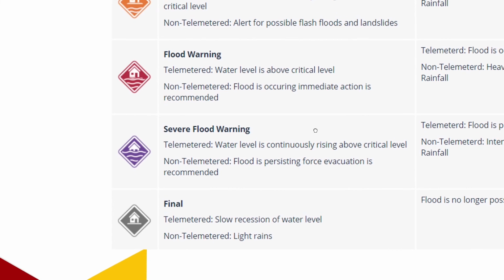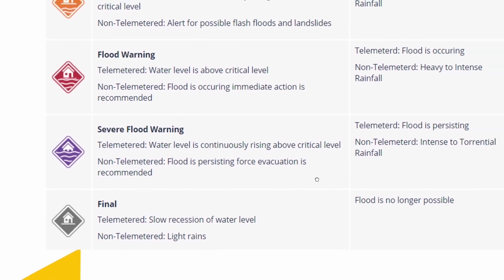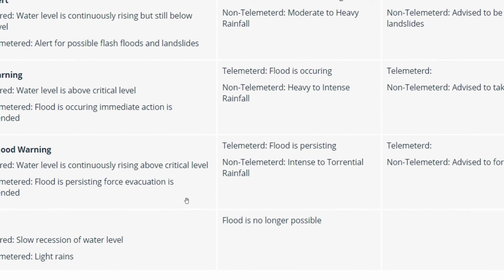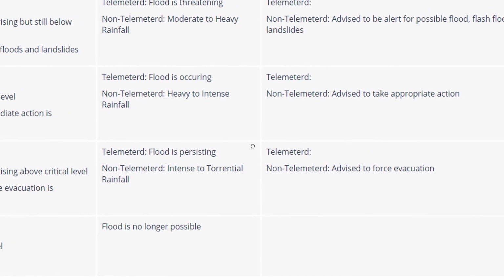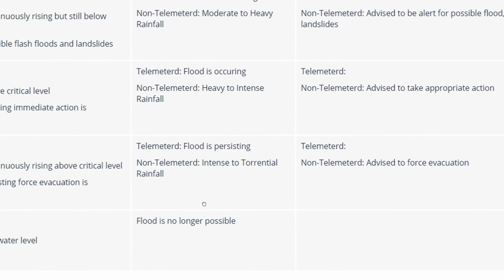The second to the last level is the severe flood warning. At this point, water level is continuously rising above the critical level. Flood is persisting. Forced evacuation is recommended. And at this point, the flood is not only occurring, but it is persisting, or it is going higher and higher. There is intense to torrential rainfall. And at this point, there is an advice to force evacuation.